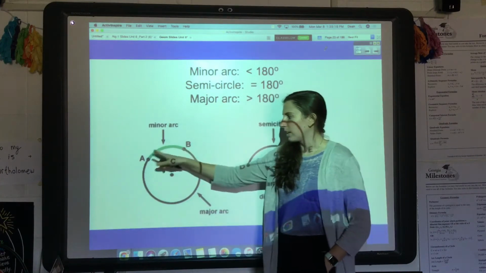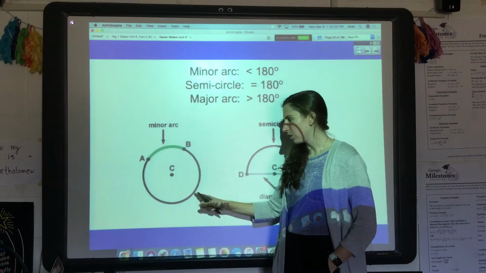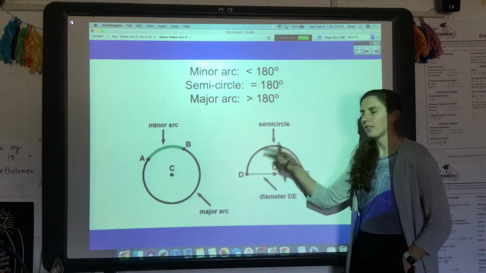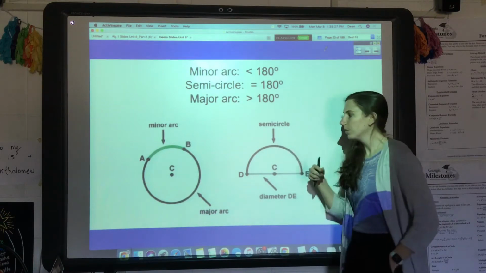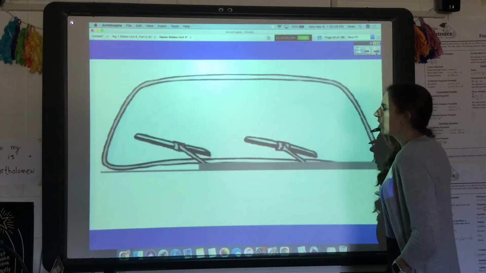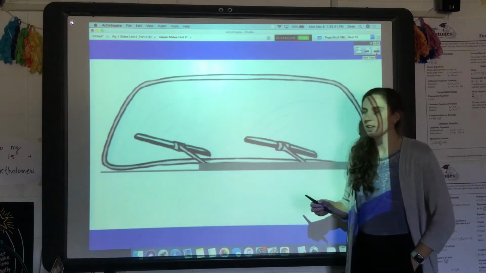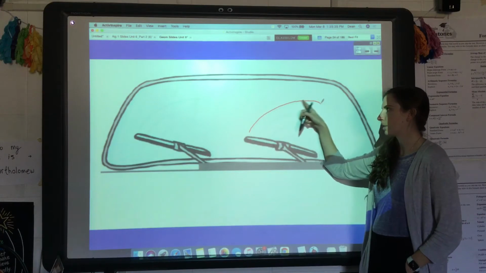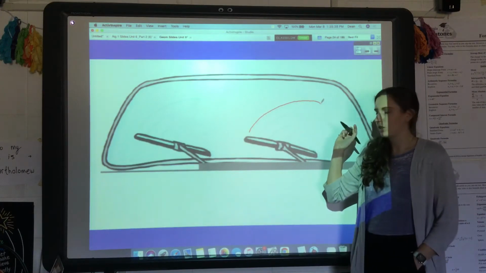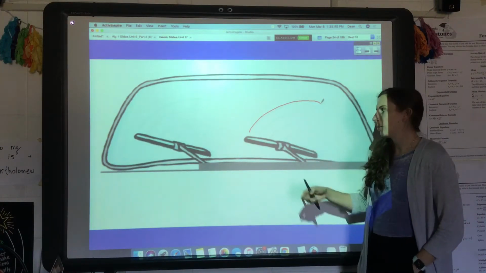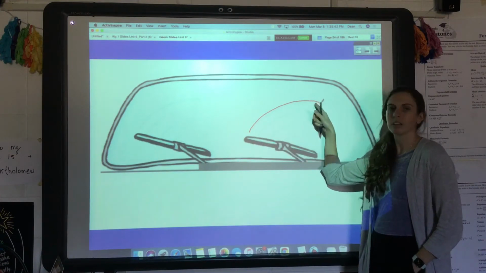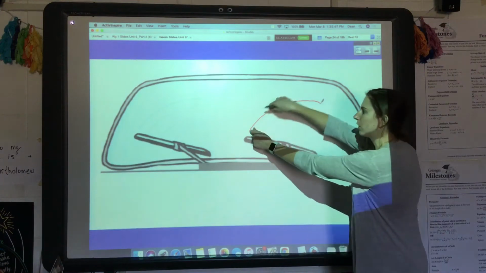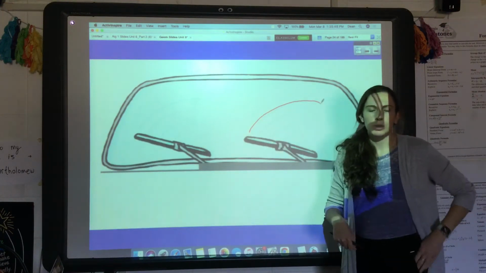A minor arc is when it's less than 180 degrees. A major arc is when it's over 180. And if it's exactly 180 degrees, or half the circle, we call it a semicircle. An arc is just part of a circle, like a windshield wiper's path as it goes across your windshield. We'll eventually talk about the actual length of these arcs, like if I were to get a tape measure and curl it and measure the length. We'll talk about that later.